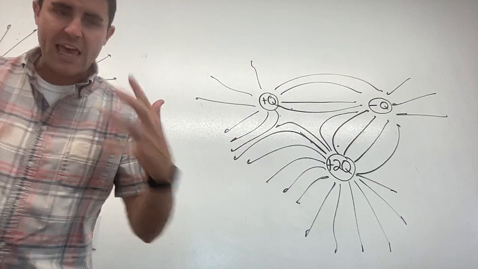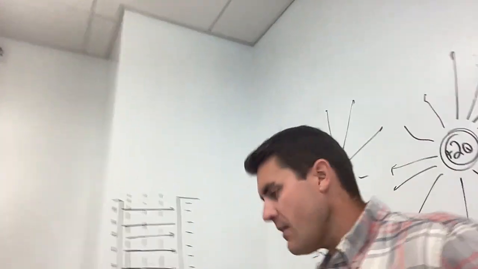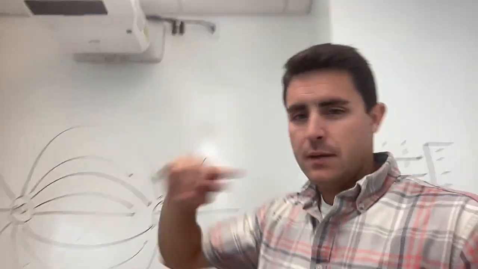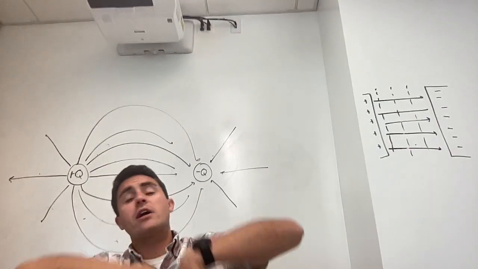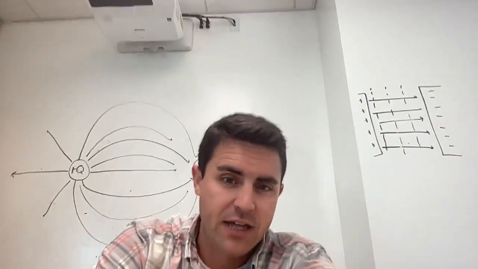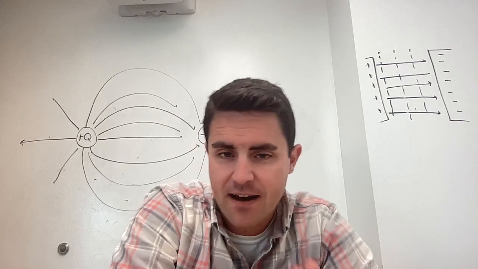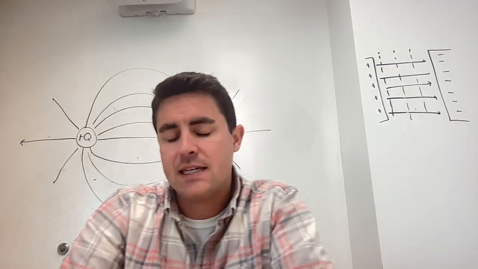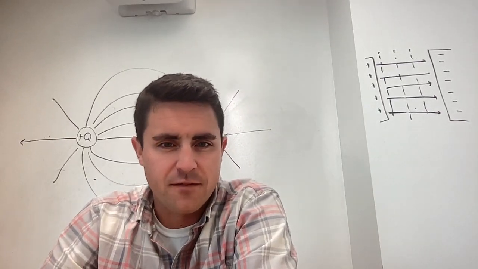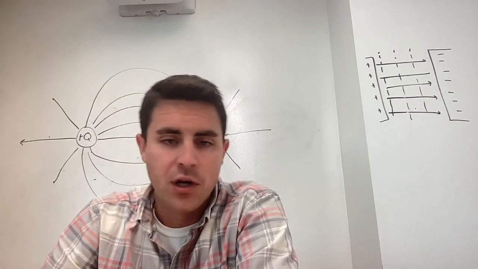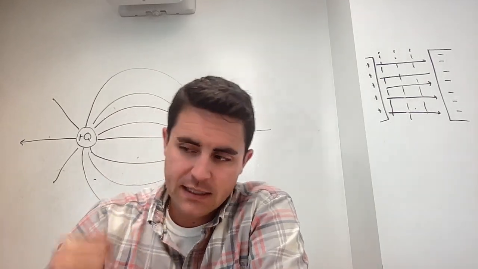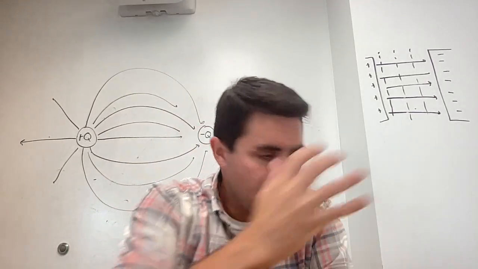So, big takeaways of this. Field lines enter negative charges. They leave positive charges. They flow in the direction of a positive test charge, and the density of those field lines indicates the strength of that field, or the strength of the charge producing that field. Dense lines, higher E field, higher charge. Flow away from positives and towards negatives.